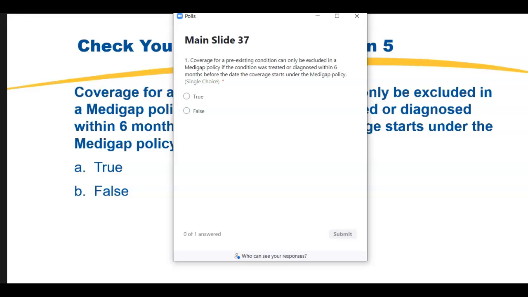Oh, I don't get to vote. Oh, no. I think you know the answer. I want us to have good scores, so I want to vote on it.